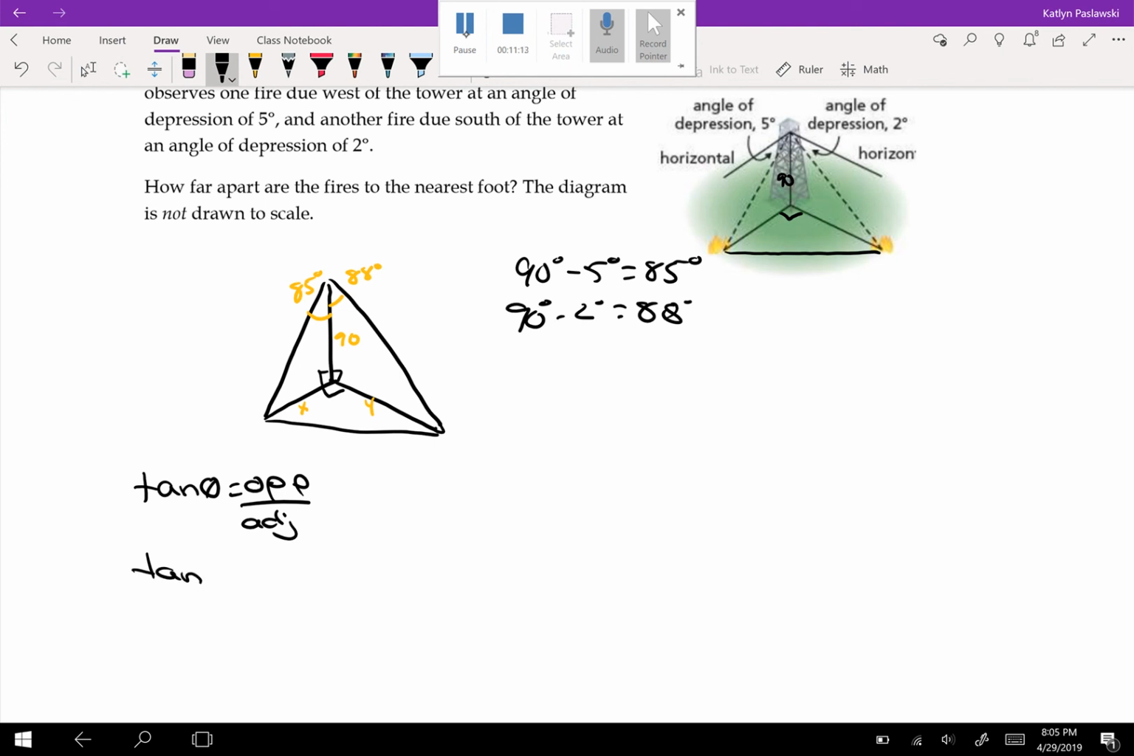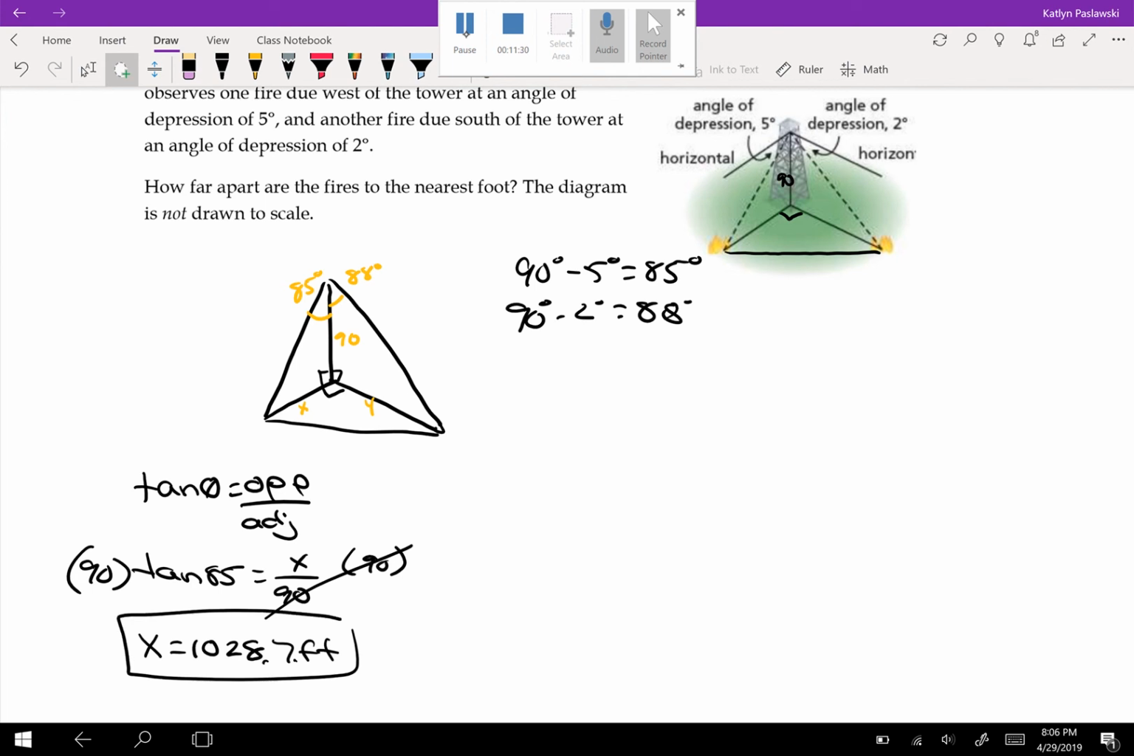So substituting the information that I have, tan 85 is equal to x over 90. Isolate the variable by multiplying by 90 on both sides. Tan 85 multiplied by 90 gives me a value of x of 1028.7 feet. And I'll use that information later. Now to solve for length y, same setup. I'm going to use the same ratio, opposite over adjacent.